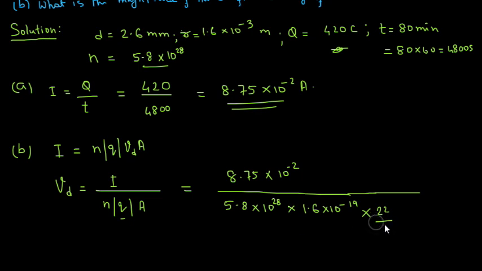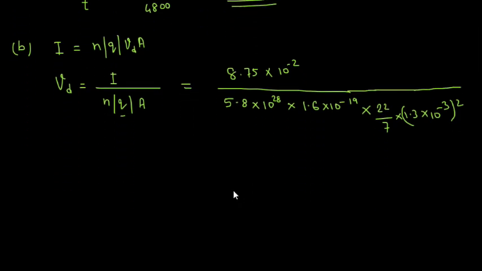So pi is 22 by 7, multiplied by 1.3 into 10 to the power minus 3, whole square. This is the value of radius we have found here. Radius is equal to this, and in pi r square we have put the value. Now upon solving we'll get 1.78 multiplied by 10 to the power minus 6 meter per second. This is the value of the drift velocity of the electron.